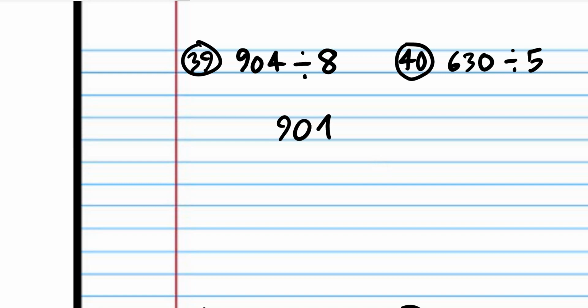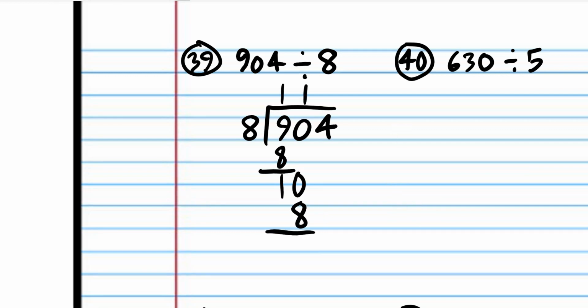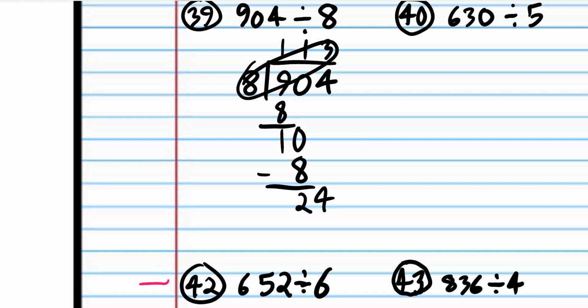All right, we're back. 904 divided by 8. 8 goes into 9 one time. 8 times 1 is 8. 9 minus 8 is 1. Bring down the 0. 8 goes into 10 one time. 1 times 8 is 8. Subtract, 10 minus 8 is 2. Bring down the 4. 8 goes into 24 3 times. 8 times 3 is 24, exactly. 24 minus 24 is 0. There are no more numbers here, so we're done. Final answer is 113.